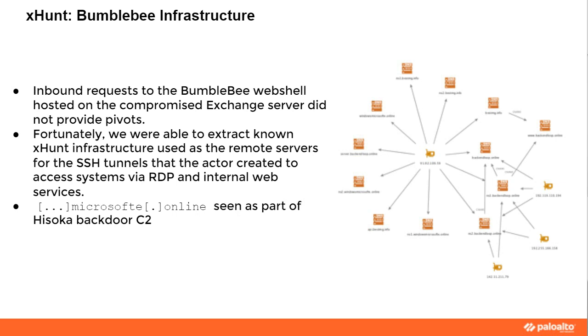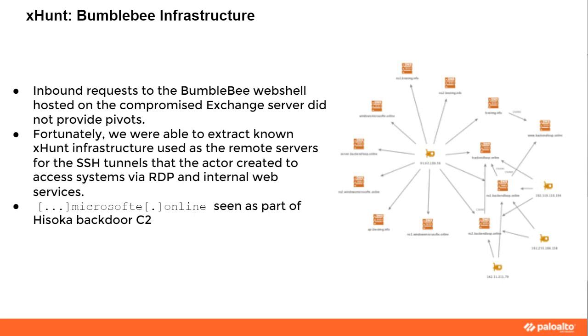As I mentioned before, inbound requests to the Bumblebee web shell did not provide any pivots, primarily because they were leveraging VPN providers. So from an investigations perspective, it didn't give us much of a viewpoint to pivot and hunt on from an infrastructure perspective. Ideally, if attackers don't leverage VPN IPs or any type of exit points like that, we're able to correlate a little bit more as to who the actors might be behind the activity.